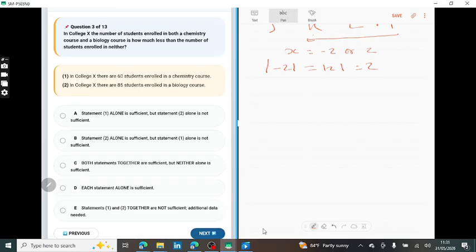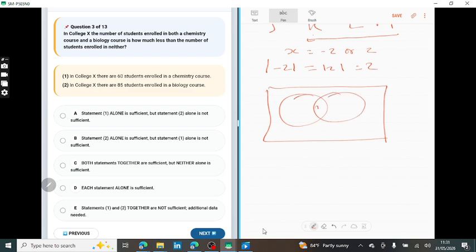Next. This is a classical Venn diagram. In college S, the number of students enrolled in both chemistry and biology courses is how much less than the number of students enrolled in neither? So chemistry minus S, biology minus S, S is both, and here is neither. This is the working equation: A minus S plus B minus S plus N equals total.